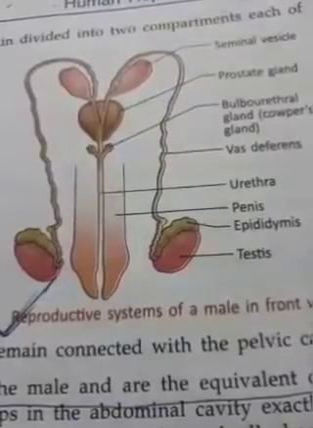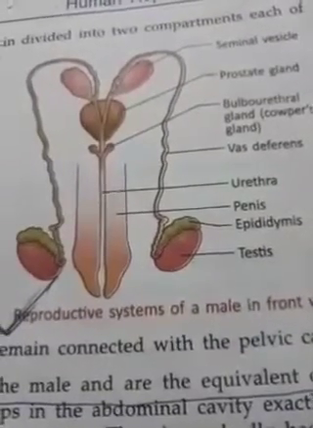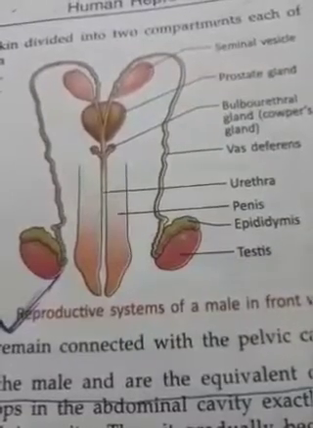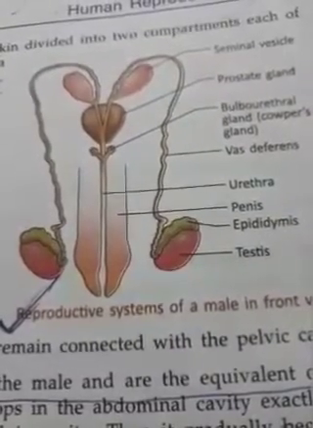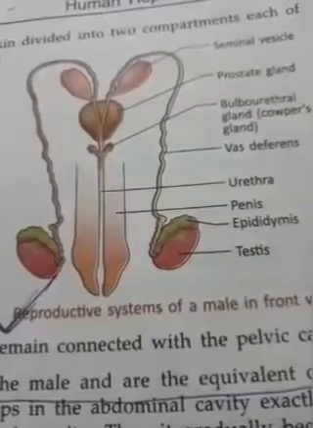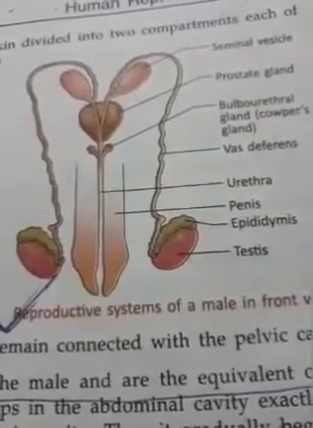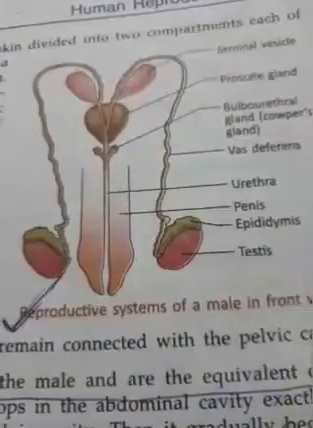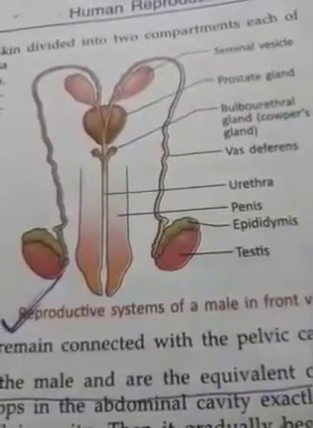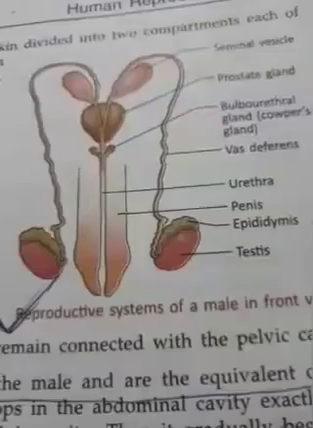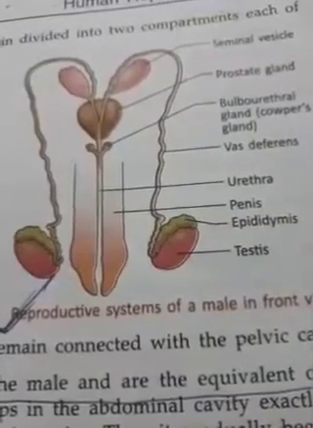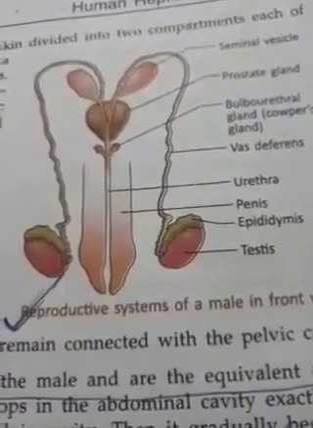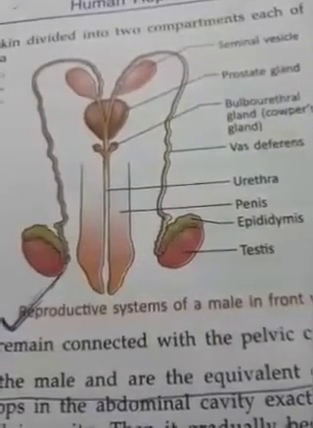So in males the testis hangs outside the body, right? The testis is not inside the body, it is outside the body, and thus the scrotum is also outside the body covering the testis. So what is the function of the scrotum? The scrotum maintains the temperature of the testis 2 to 2.5 degrees Celsius lower than the normal body temperature.